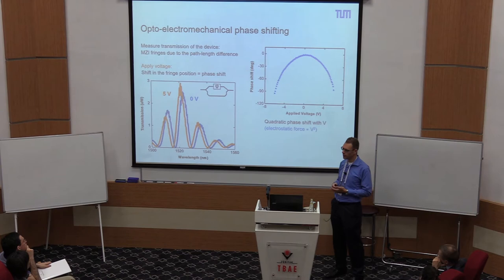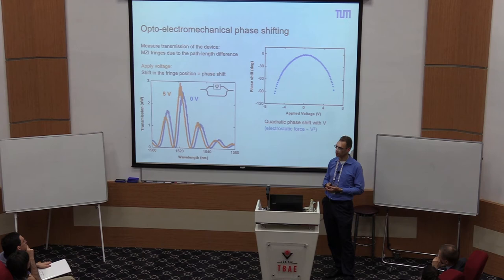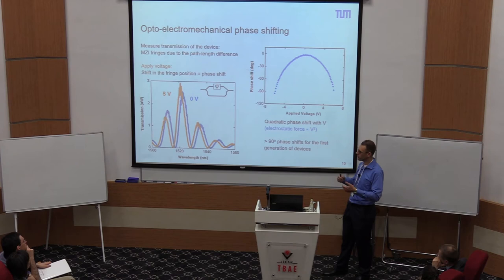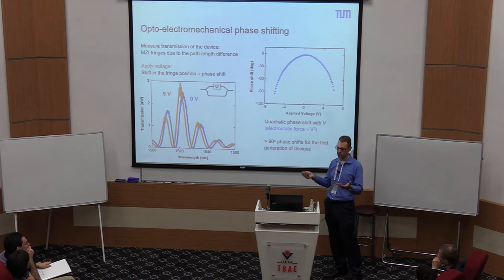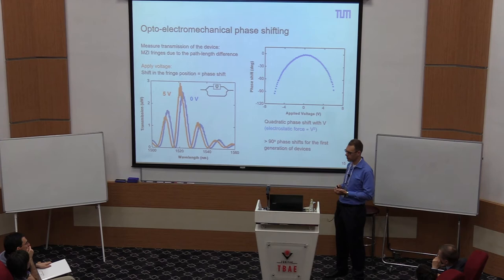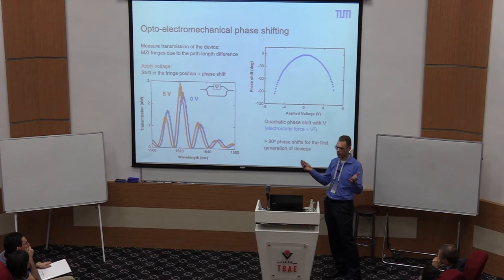And that is because the electrostatic force is proportional to voltage squared. It is always attractive. And actually, in this very first generation of devices, we have shown already more than 90-degree phase shift. But of course, we have, in the meantime, also improved on these numbers. And now we are much closer to actually above 180-degree phase shifts. And of course, nothing prevents us from cascading that and reaching full 360-degree phase shifts. So this, of course, is static: apply a voltage, wait a little while, and then see what happens.